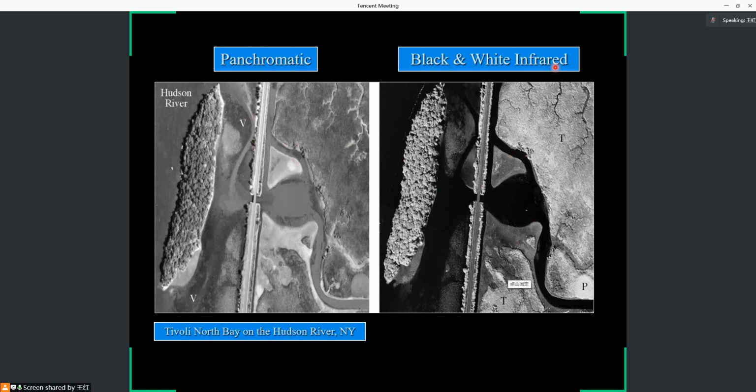So we can see the same area. This is the infrared band, and this is the panchromatic band. The spatial resolutions are different, 30 meter and 15 meter, so you can see more detail here. This is the water, this is the land, maybe wetland, and this is vegetation, trees. You can see more detail in this water.